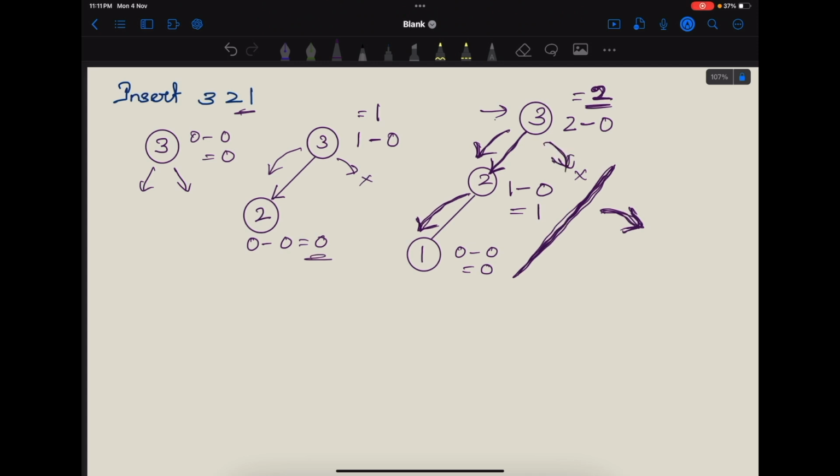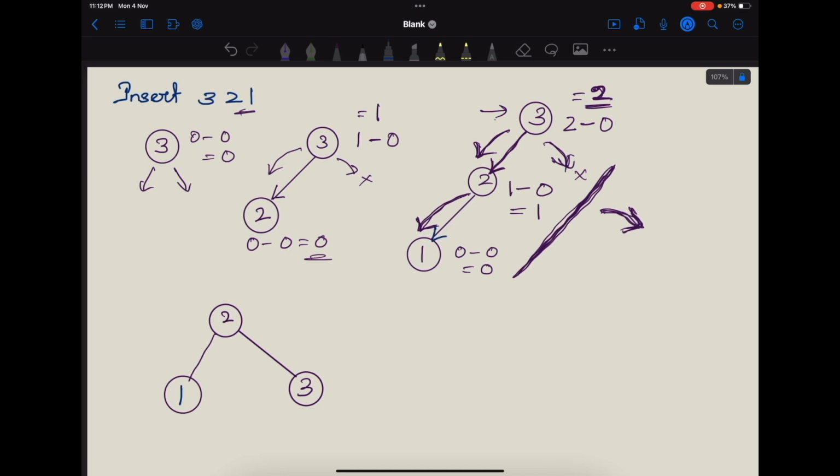And now you have to make 3 the right hand side of 2. So initially 2 is present on the left hand side of 3. Now you have to make it 2's right hand side, 3, and on 2's left hand side as usual 1, and this is the way the tree will be constructed.